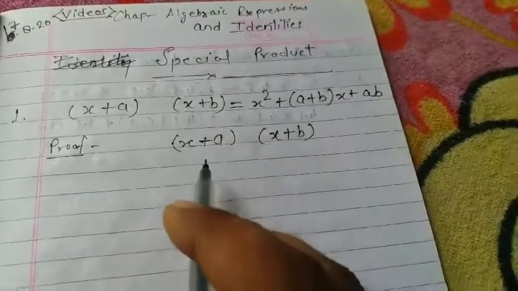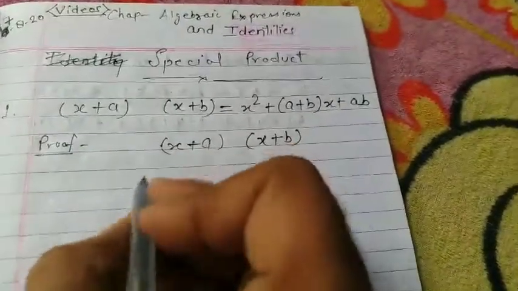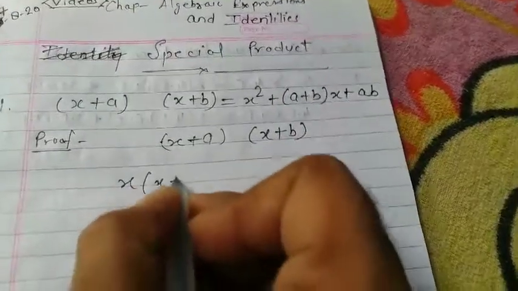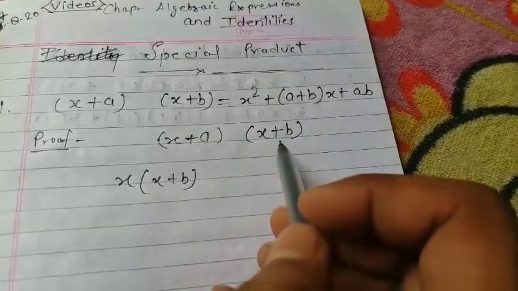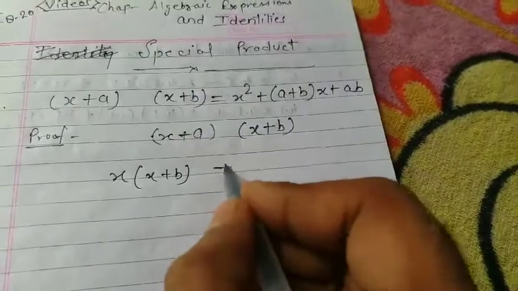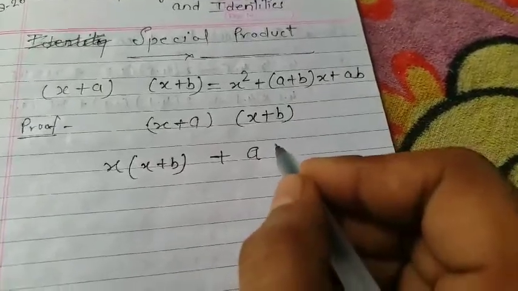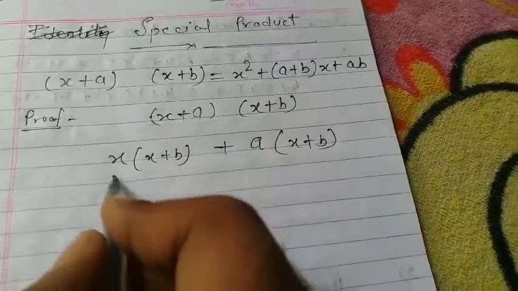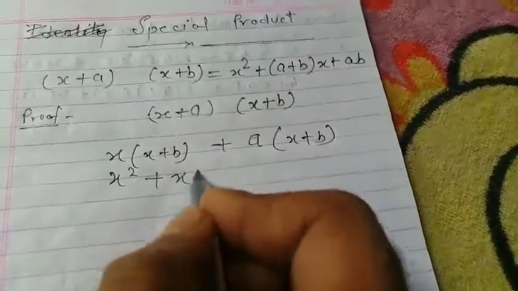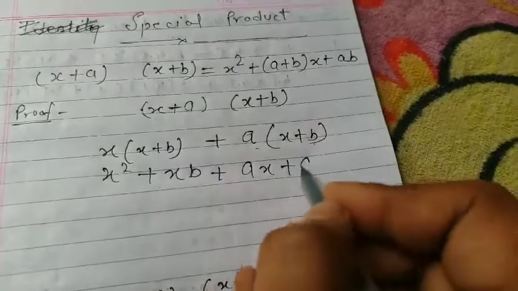First we take these two brackets, x + a and x + b, and multiply them. We take the first term of the first bracket and multiply it with the second bracket, plus the second term of the first bracket with the second bracket. Now x into x gives x², x into b gives xb, a into x gives ax, and a into b gives ab.